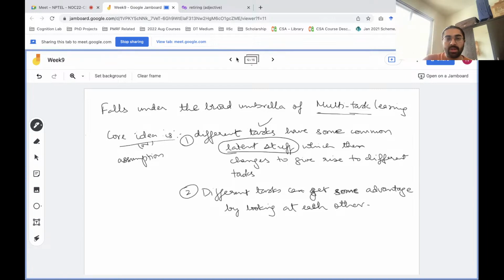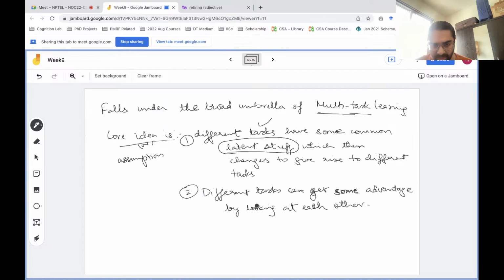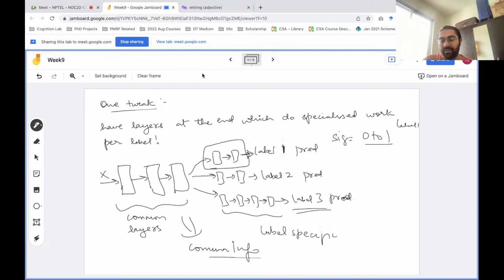So we're saying that this sort of an approach captures the common information among the different labels that you have, and these layers basically capture the label specific information. And the fact that different tasks can get some advantage by looking at each other. So for example, let's say it is easier to predict things like national and economics, this particular set, versus all the remaining.